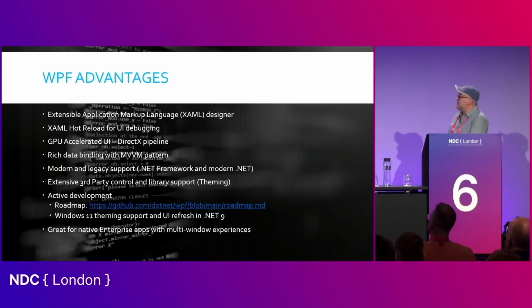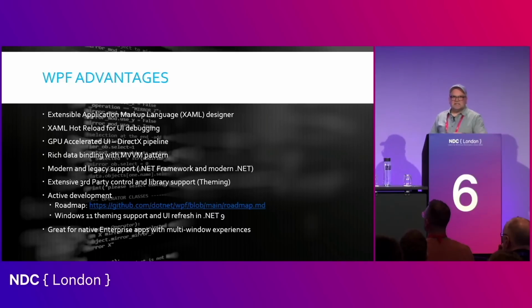So WPF is up next. It uses XAML for the UI. If you're not familiar with XAML, it's a schema-bound XML markup language. It's got support for data binding, styling, loading static and dynamic resources. XAML is used by WPF, by MAUI, WinUI. They all have slightly different flavors or schemas for their XAML, but if you know one, it's pretty easy to pick up the others.